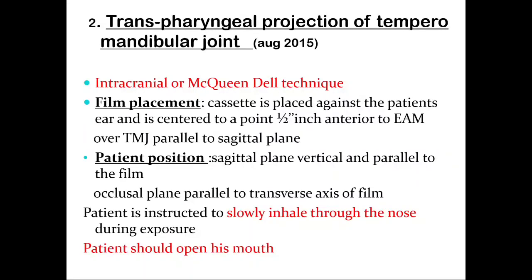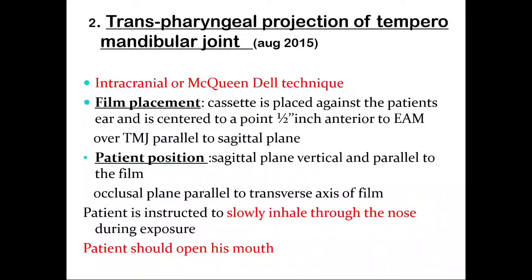Next is the transpharyngeal projection of the temporomandibular joint. In this, again, the film is placed in such a way that the cassette is placed against the patient's ear, where it has been centered half-inch anterior to the external auditory meatus, and then it is placed also over the TMJ of interest parallel to that of the sagittal plane.